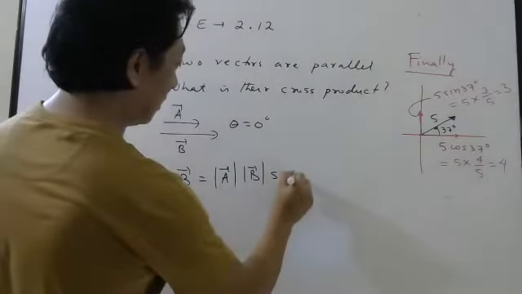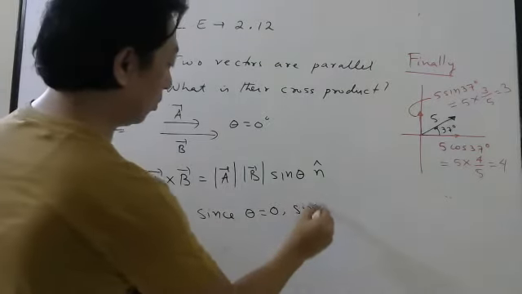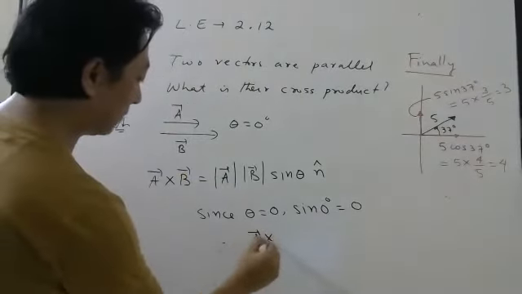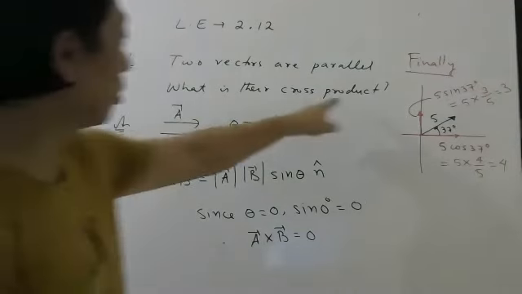Now here, since the vectors are parallel, theta will be 0. Sine 0 you know is 0. So therefore the cross product will be 0. So the answer is, what is their cross product? 0.